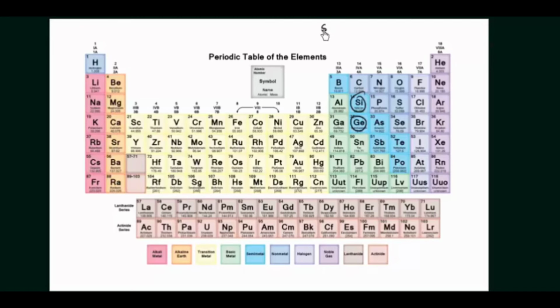You can see in case of silicon the total number of electrons, or the atomic number, is 14, and you can have the electrons in the first orbit, the maximum number of electrons in the first orbit equal to 2.